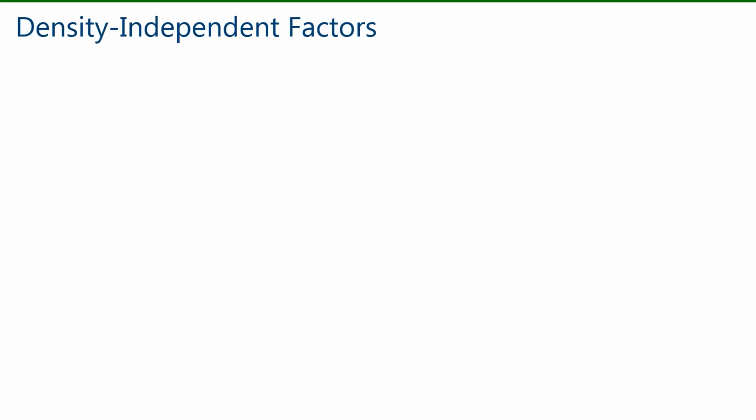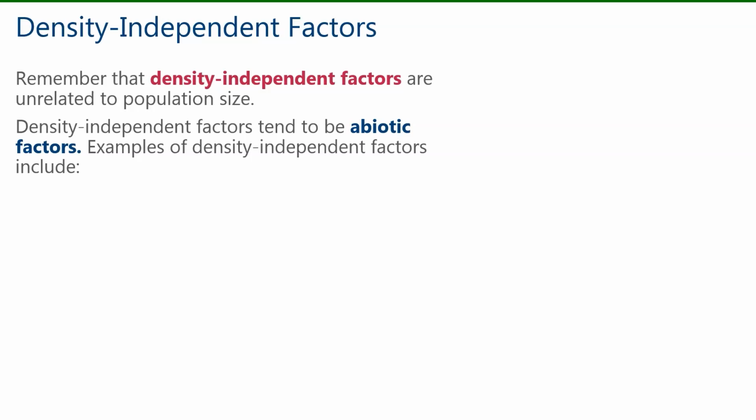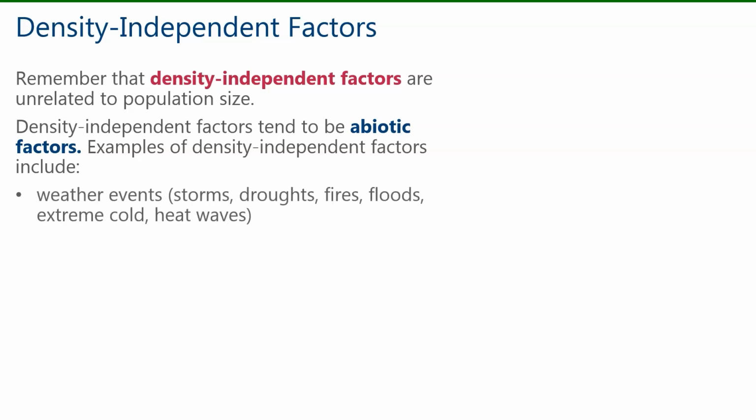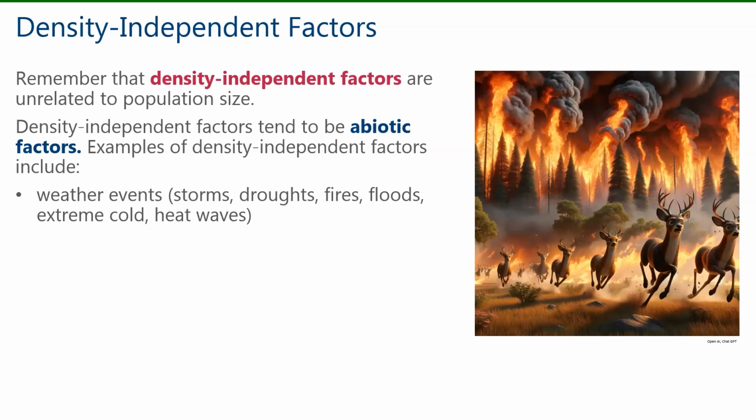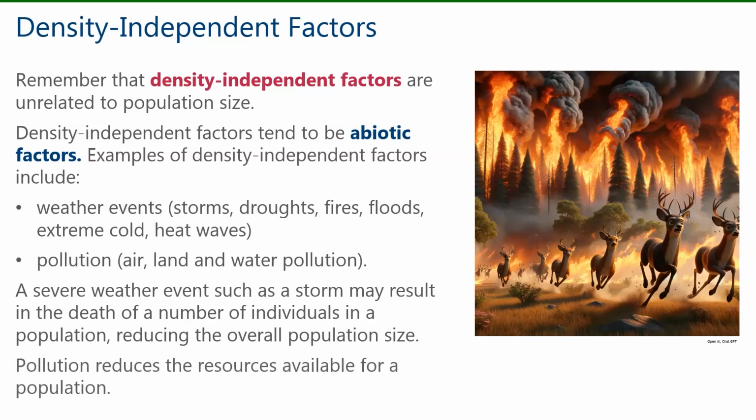So remember, these ones don't depend on the size of the population. Remember that density-independent limiting factors are unrelated to population size. Density-independent factors tend to be abiotic factors. Examples of density-independent factors include weather events like storms, droughts, fires, floods, extreme cold, or heat waves, and pollution such as air, land, and water pollution. A severe weather event such as a storm may result in the death of a number of individuals in a population, reducing the overall population size. Pollution reduces the resources available for a population.